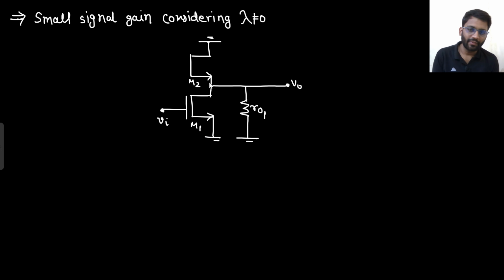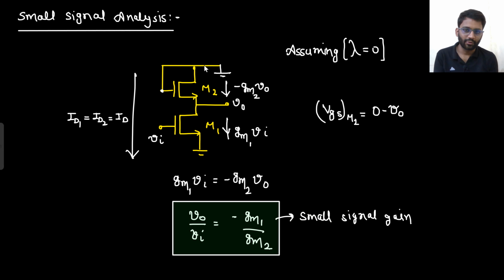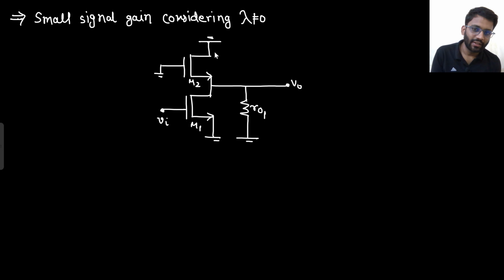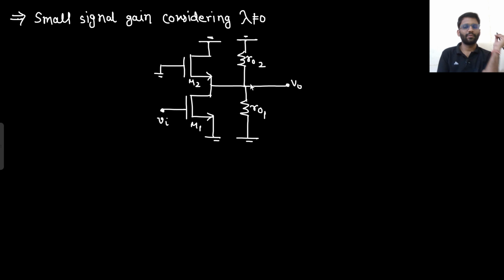Now between drain to source, you have r01. Here, what will you have? This is also grounded because VDD was connected here on both sides. So, both VDD are grounded. Now, between source to drain, you will have r02 as well. But this is source. What is drain? Drain is grounded. So, this is also grounded. So, r02, right?